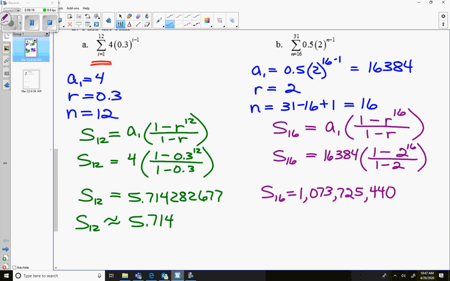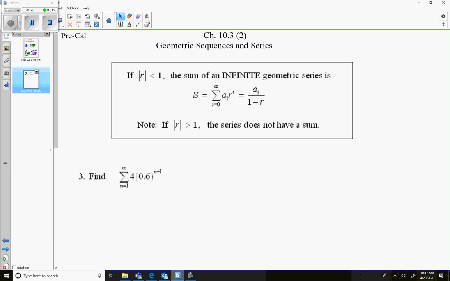Which, if you don't have your calculator set at float 10, probably will give you something in scientific notation, which is not what we want. All right, but that's it. Pretty straightforward. Again, you just have to know the formula. All right, now that was for a finite geometric series.